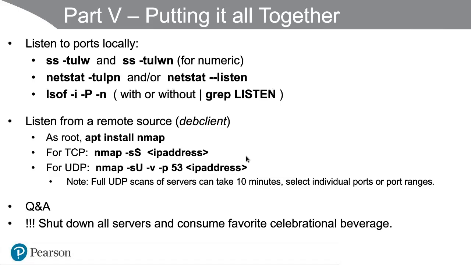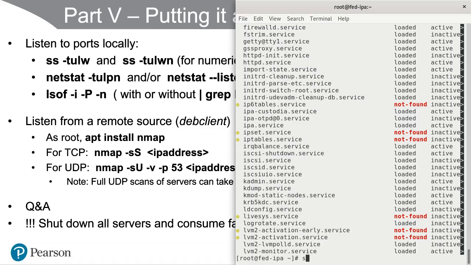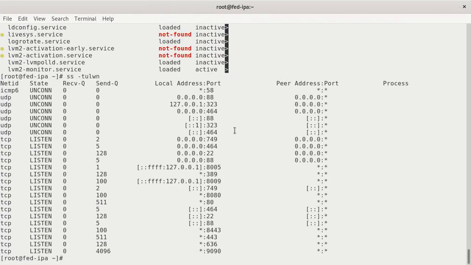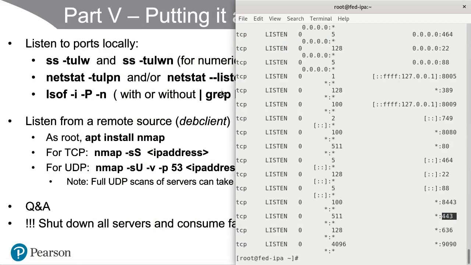And then you can run commands to listen to your ports and see what's open on a particular system, like ss -tulwn, which will show you the ports that are open. And this is the IPA server. You can see we have port 88 open, we have 464. That's all the Kerberos stuff. If we look further down, 389 and 636 for LDAP. We've got port 80 and 443 here. We don't have 53 because we're not running DNS here, right?